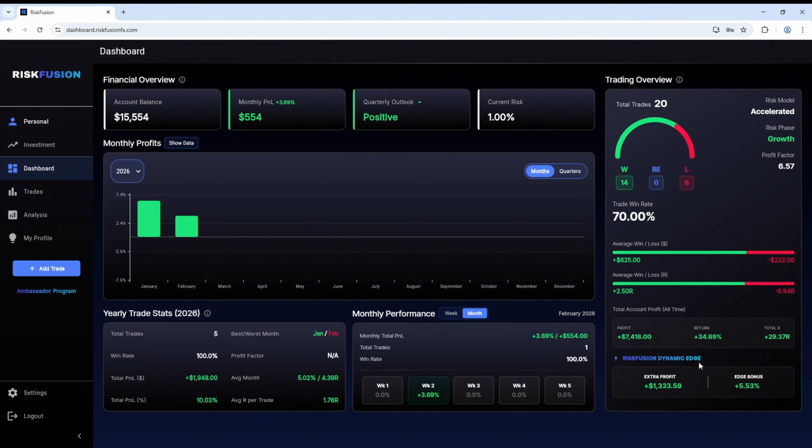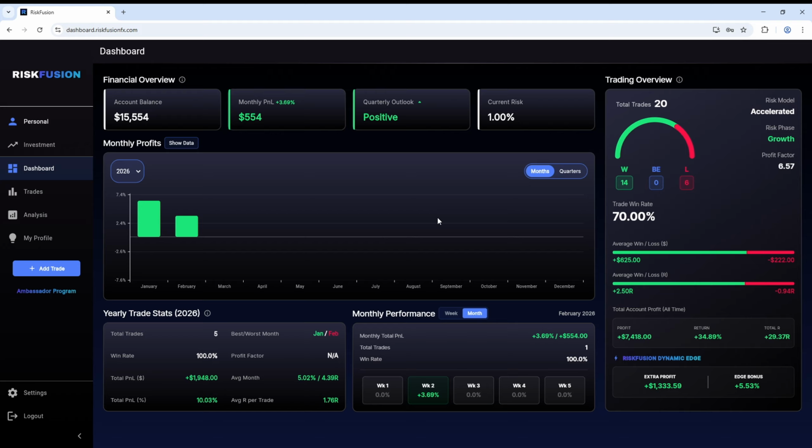Okay, and over time, as the risk model generates you more profit for exactly the same trade entries, this will tell you how much more money you've actually made by following RiskFusion. Okay, and it will tell you how much more percentage you've also made in there. So a good metric there just to get a good understanding of how the tools are actually working.